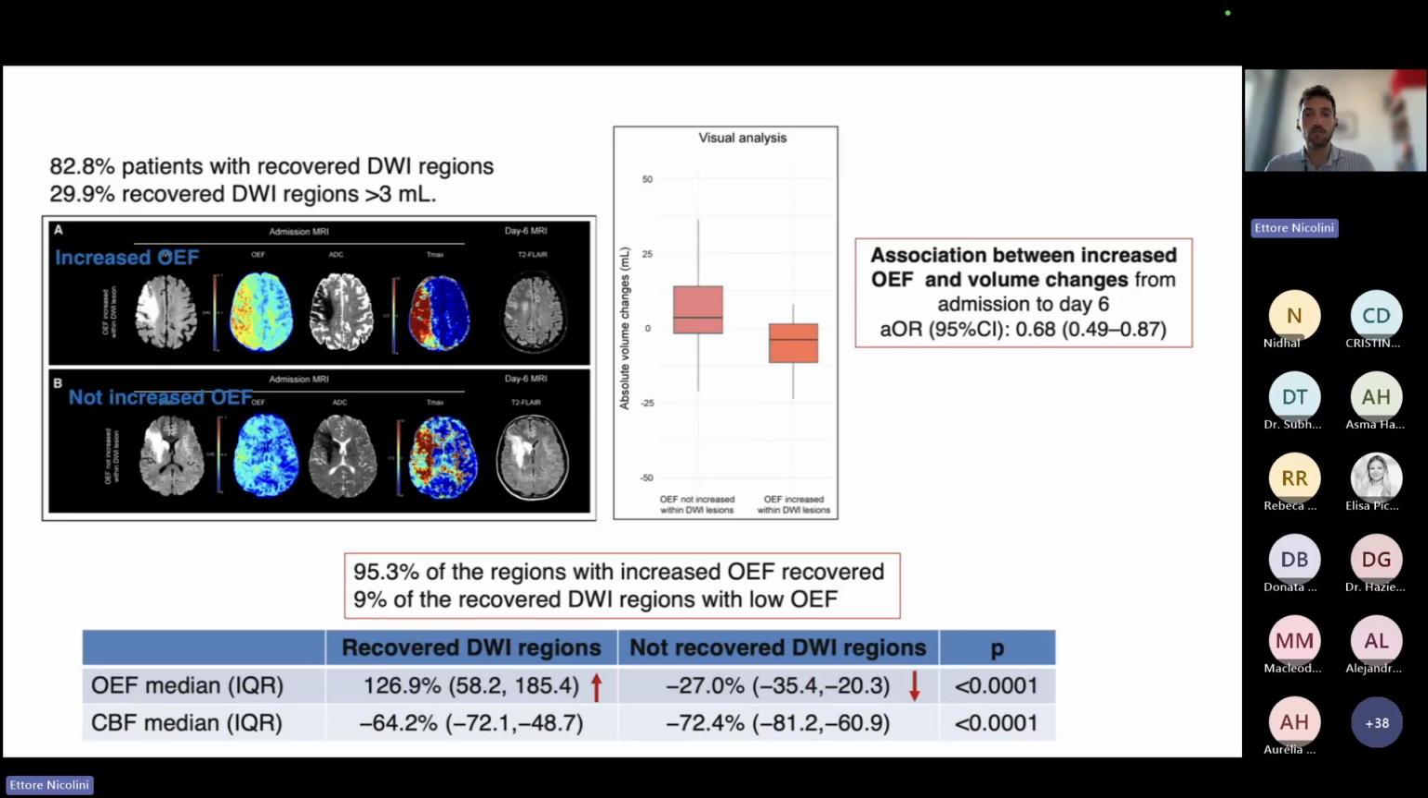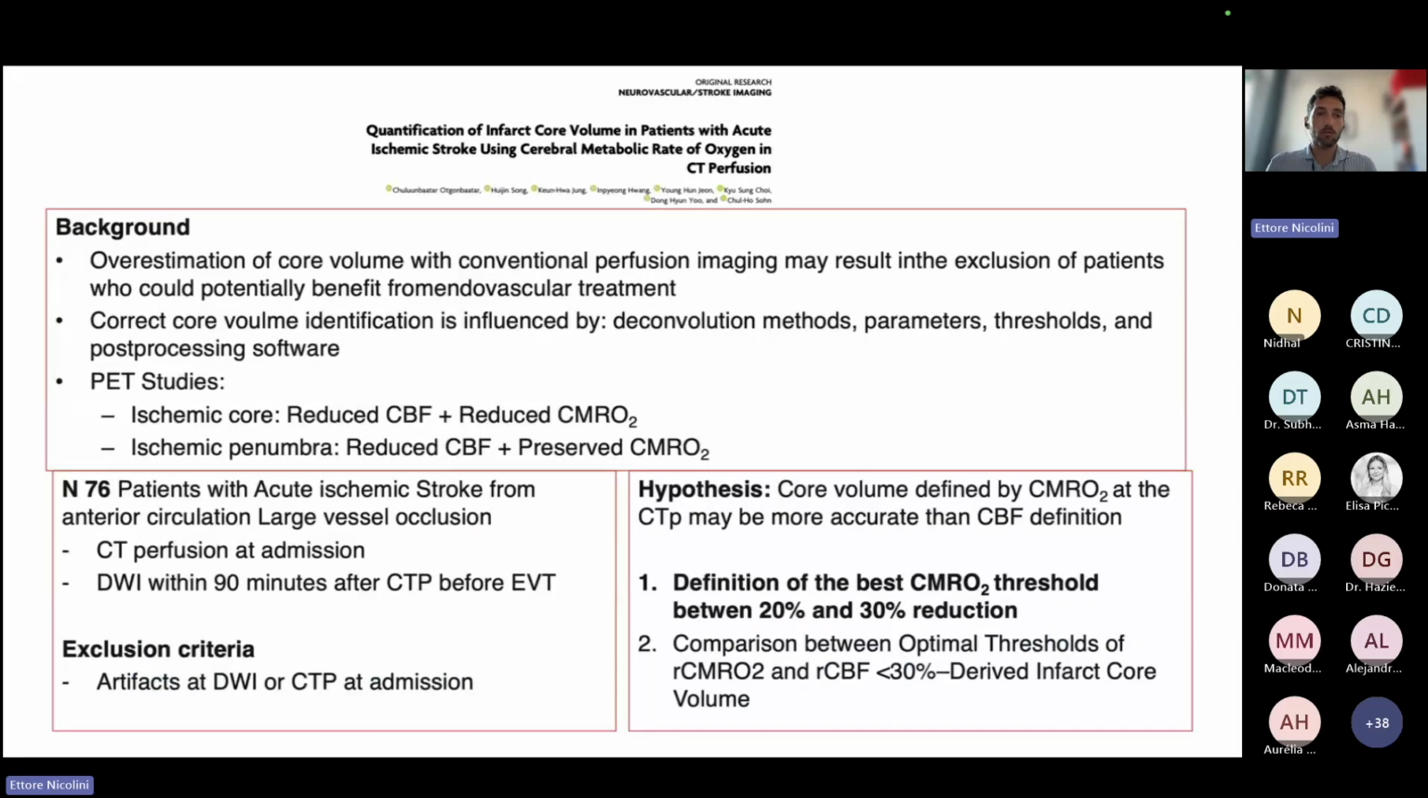But this was still for MRI. What about CT perfusion? The first study about CT perfusion testing metabolic perfusion was this study from the Korean National Inpatient Database.